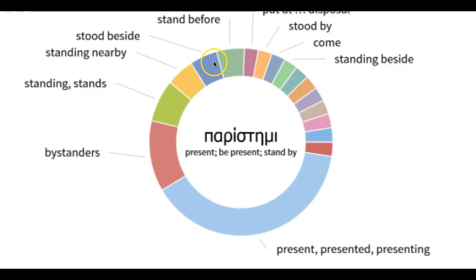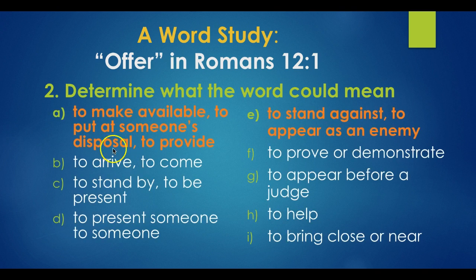We're going to look at all these words and try to figure out what's going on that made them pick stand before. What made them pick put at my disposal? What made them pick come? What made them pick present? What made them pick here bystanders? We're going to read through all those to think through the situation. We're going to notice that these two are the most likely ones.